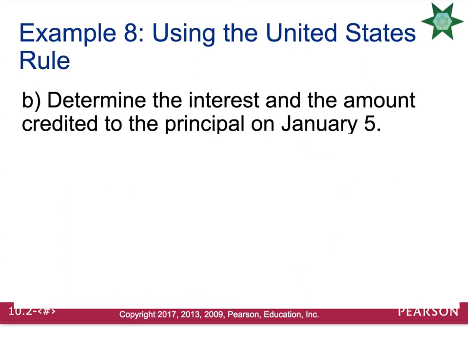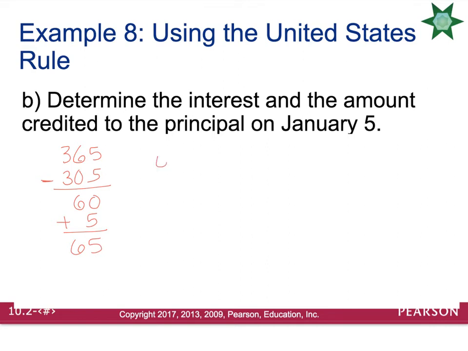Question B, determine the interest and the amount credited to the principal on January 5th. Well, January 5th is the 5th day of the year, and November 1st is the 305th day of the year. Keep in mind there's 365 days of the year, and we started on the 305th day. So to get from November 1st until December 31st, 60 days went by. And then January 5th, an additional 5 days went by. So right now she's had the loan for 65 days.